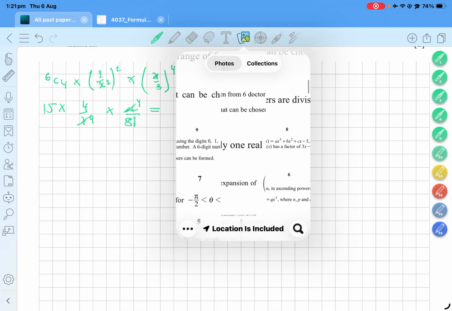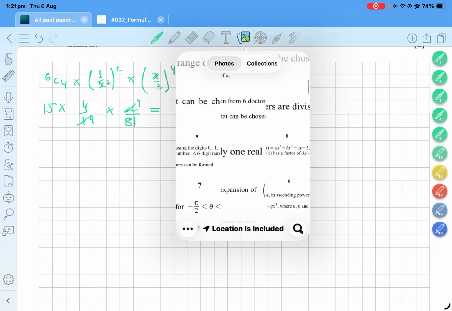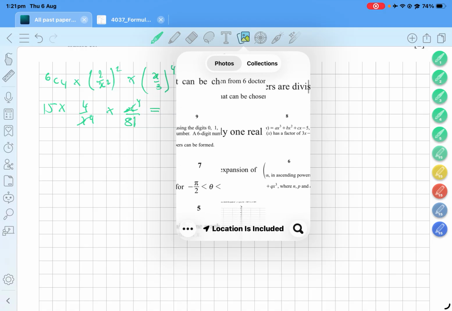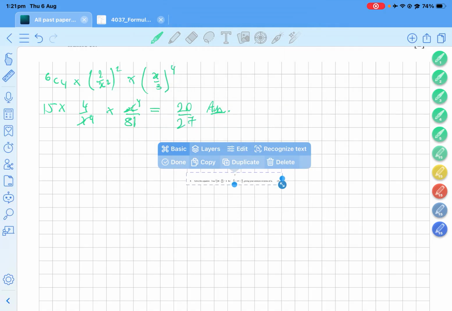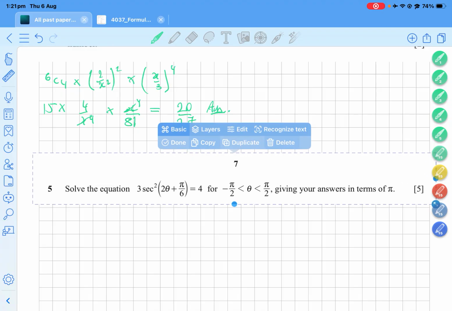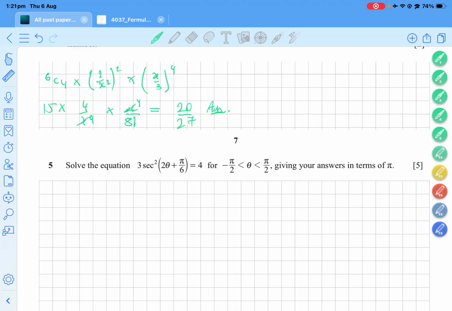Okay, then this question 5. So solve this equation. So now wait.